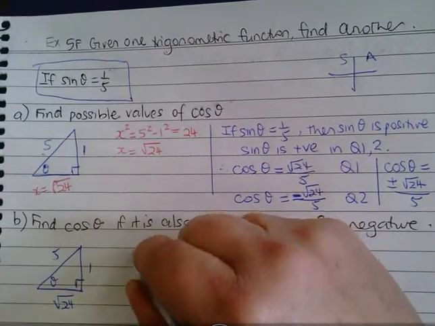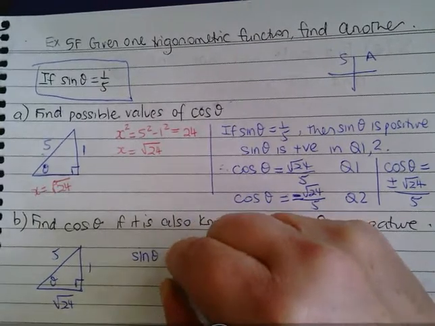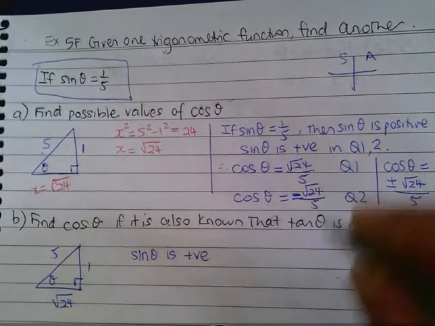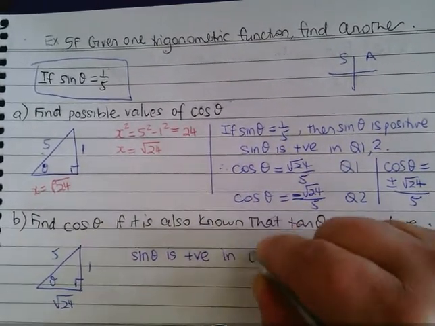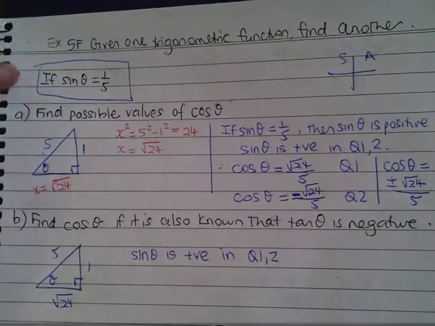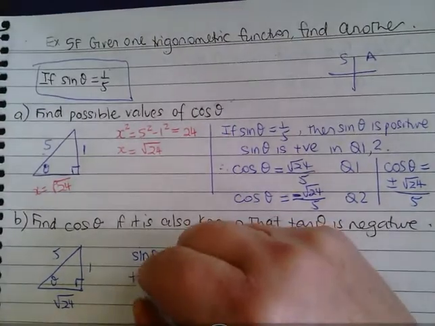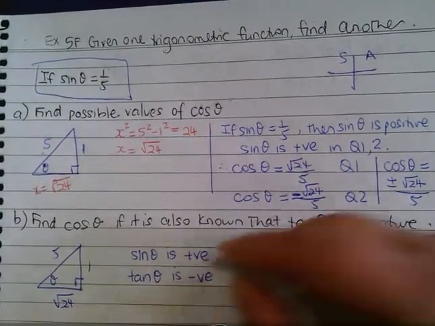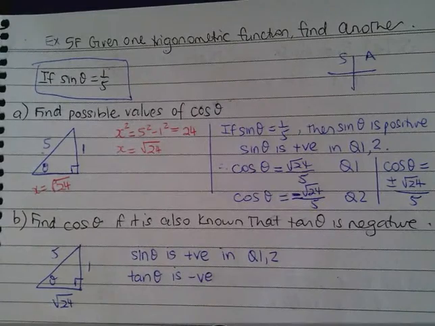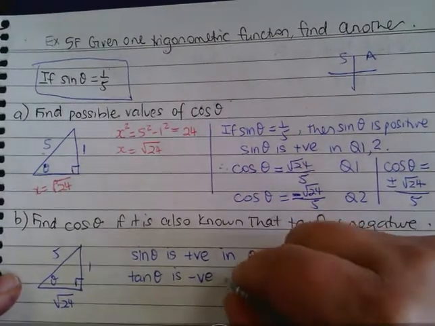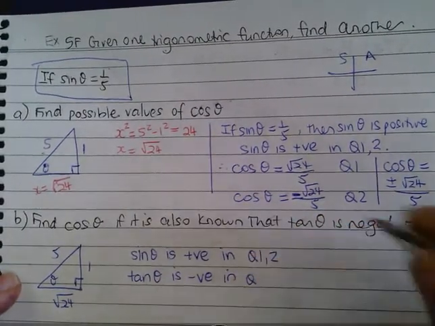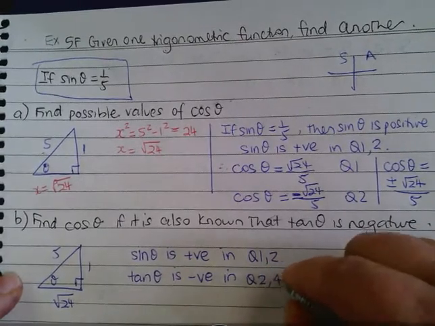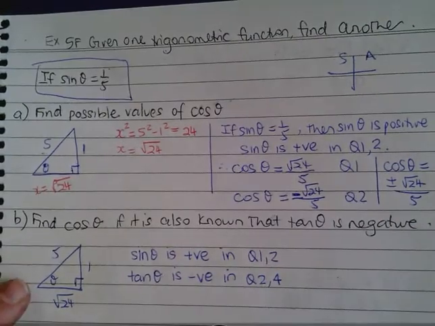So this is what I know. I know that sine theta is positive, so I can go in quadrants 1 and 2, because that was the original question. They're telling me also that tan theta is negative. Where is tan theta negative? Which quadrants? In quadrants 2 and 4. Can you see an overlap?